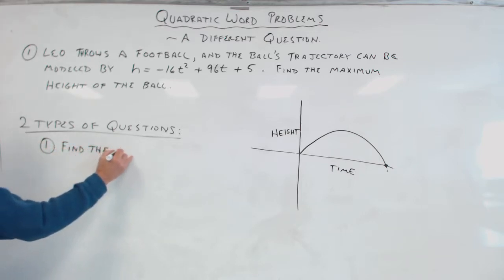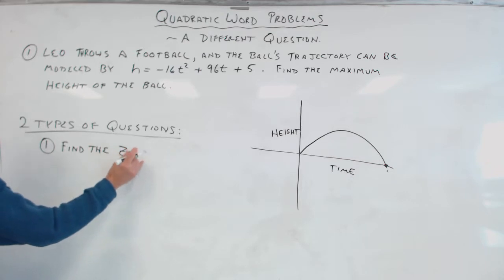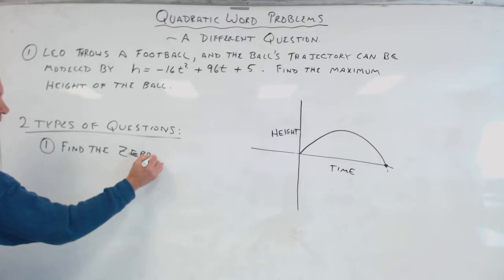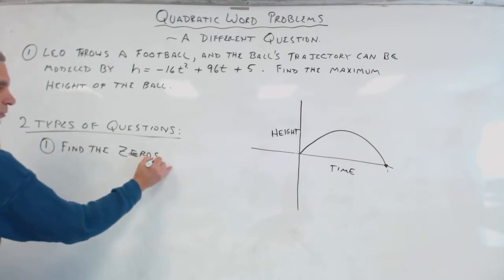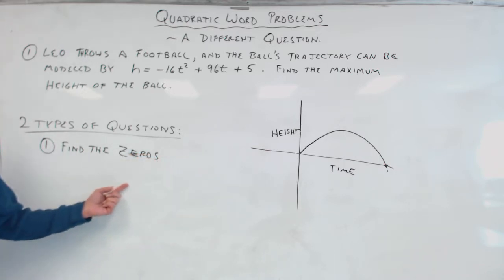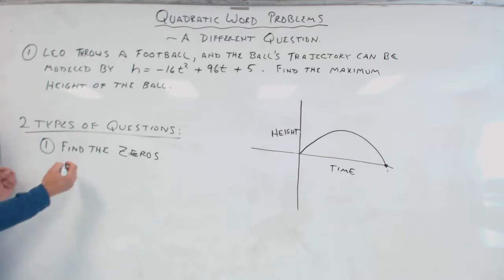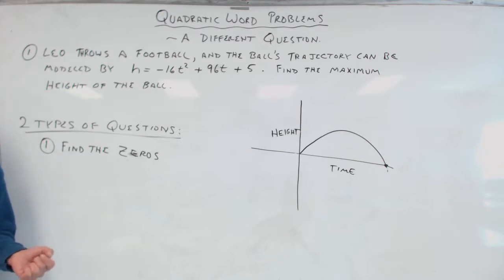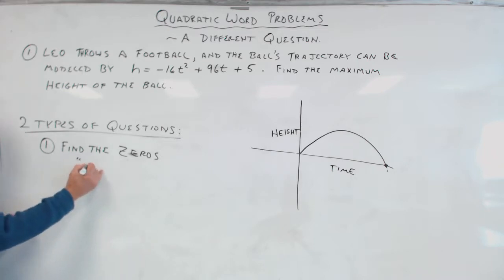And usually, when they ask that question, zeros, Z-E-R-O-S, find the zeros, right? That usually is asked like this. How long is the ball in the air? Or when did the ball land on the ground, right? That would be the type of question.